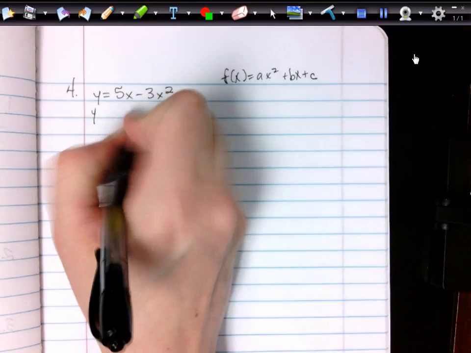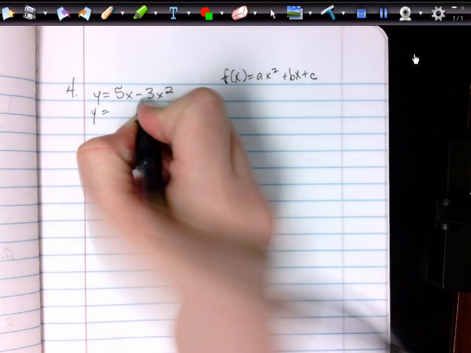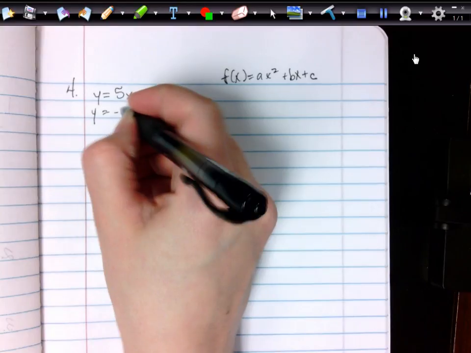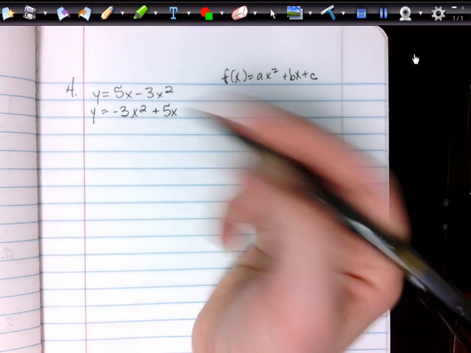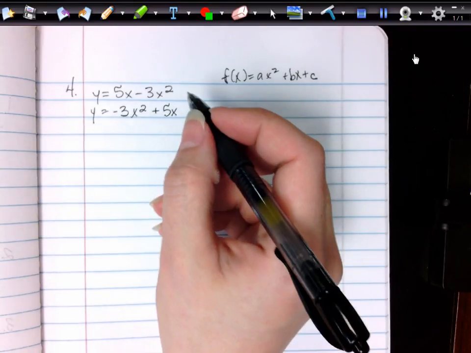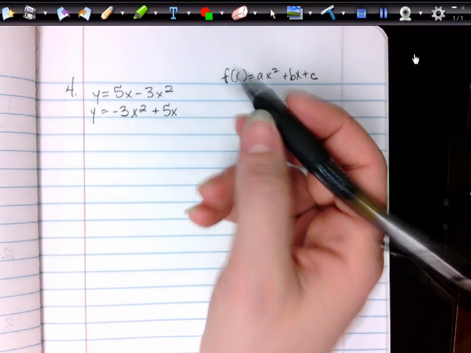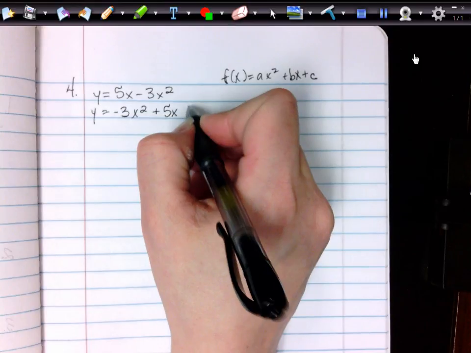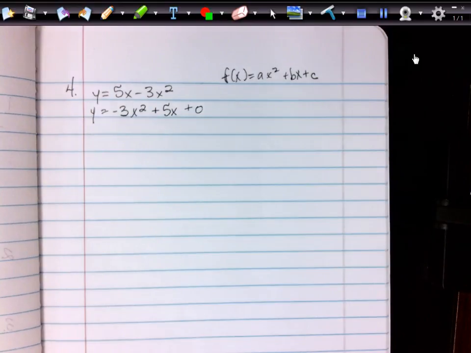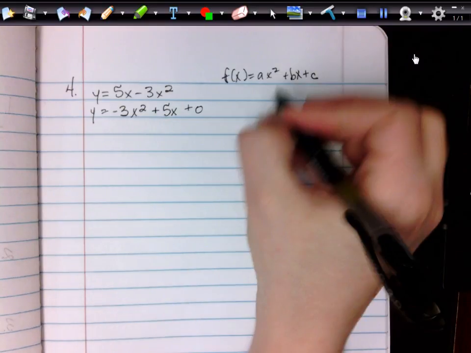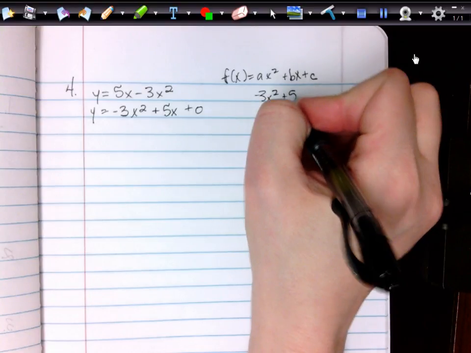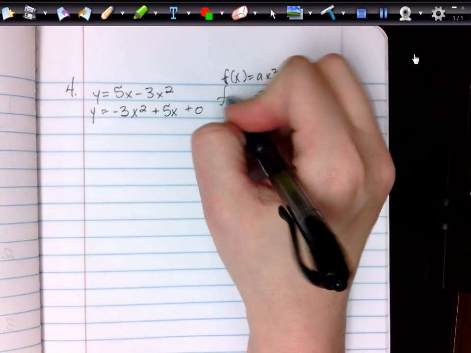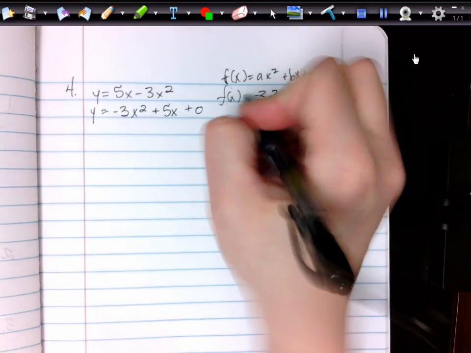It's going to be y. Keep in mind that my negative here goes with my 3x squared, so it's minus or negative 3x squared plus 5x. And because there isn't a third term, I'm going to go ahead and write this as plus 0, because I know that when there's nothing there, there is essentially 0. So over here, that gives me negative 3x squared plus 5x plus 0, and it's suddenly in the right form.